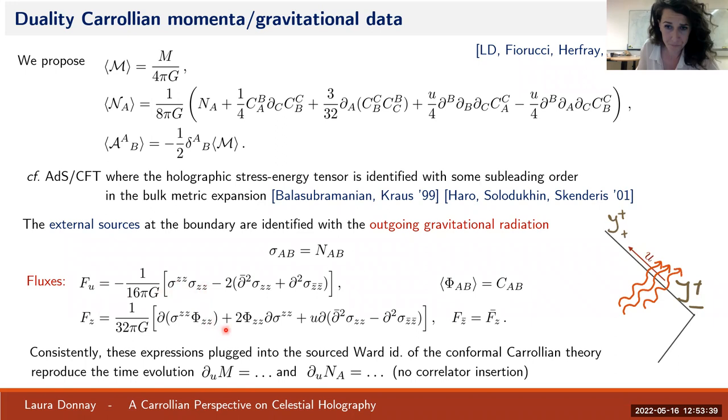And basically, one thing you can check, for instance, is that if you take these expressions and put them in the sourced Ward identity of the conformal Carrollian theory, then you can reproduce the time evolution equation that we had in the very beginning. So how the mass aspect and the angular momentum aspect evolve in time. So this is, if you want, the consistency with this Einstein bulk equation that gives us some prescription of what the flux of the theory should be. And this is again the identification between the sources and the gravitational data.